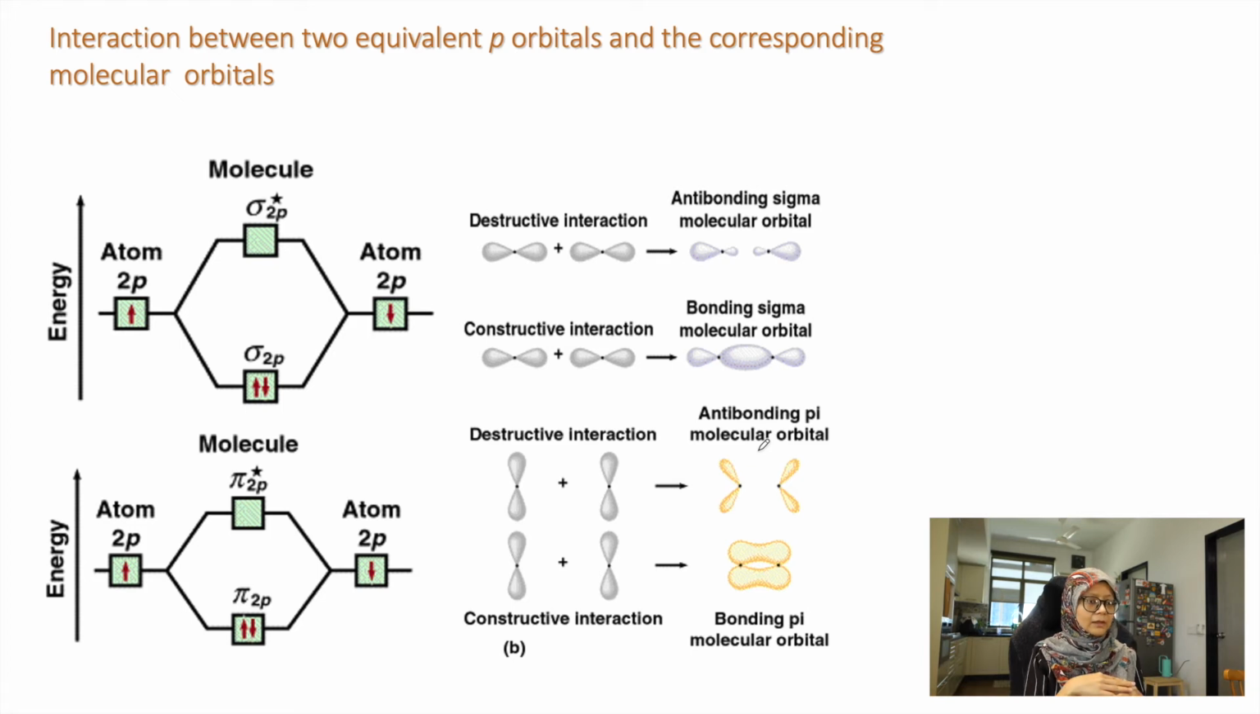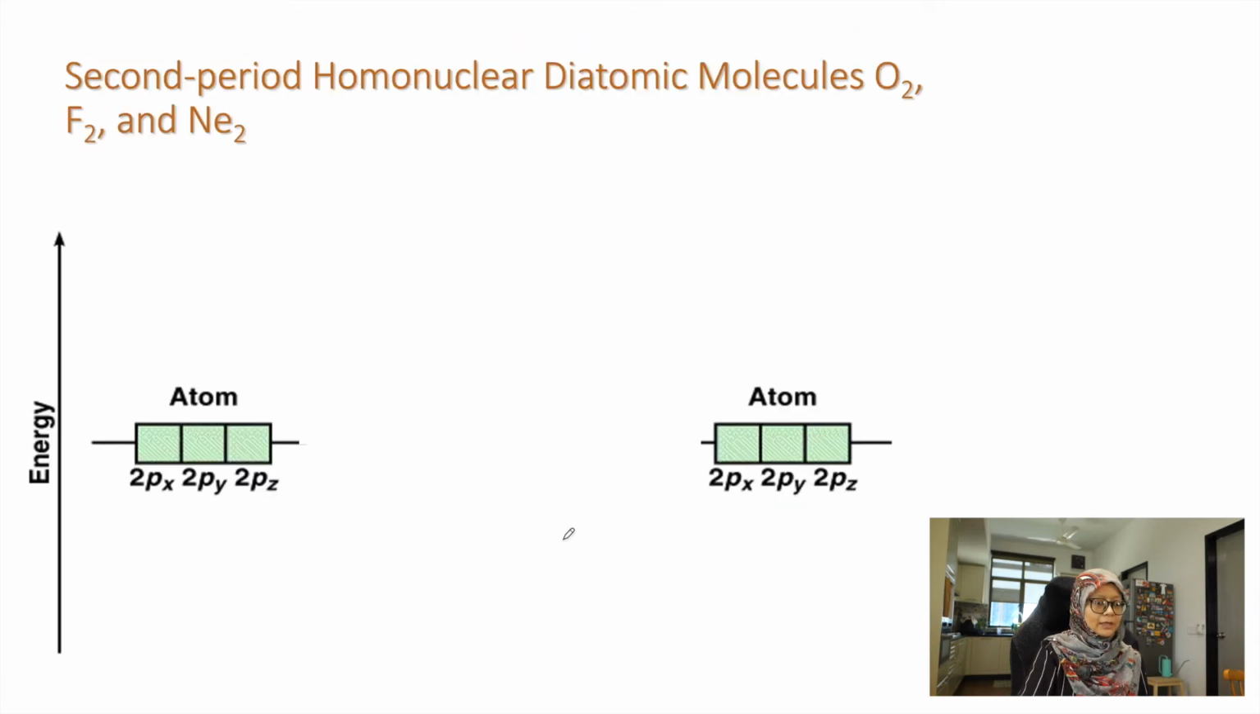Here is also a similar explanation from the previous slide. This is where we have destructive and constructive, or bonding and anti-bonding, and also end-to-end and side-to-side overlapping. Alright, so let's go for the first one.